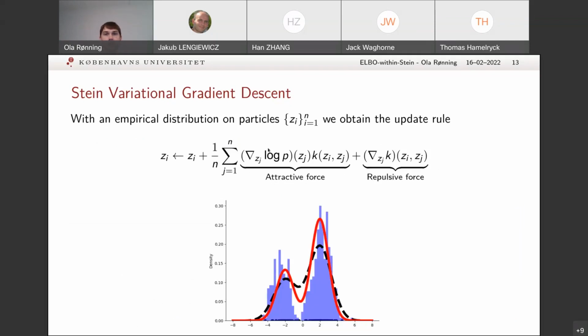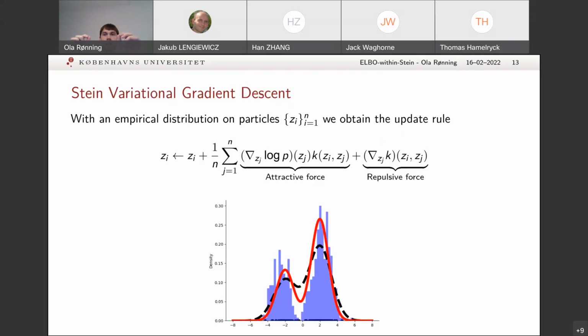You can think of the first term here as the gradient of the score, so it's moving us towards the modes of our target distribution. Okay, and this is then scaled by the kernel. And you can think of the second term here as moving particles away from each other.